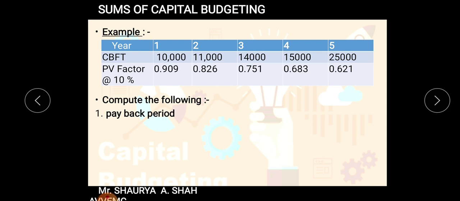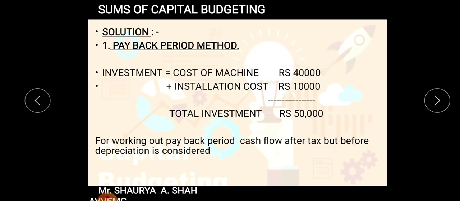Okay, fine, students. We'll be beginning with the sum. The very first thing you need to do is find out the total investment. What is the total investment? It is the cost of the machine, that is 40,000, plus the installation cost, right? You must know the concept of cost also. We add up the cost of machinery or the asset plus any capital expenditure you have made. So 40,000 plus 10,000, my total investment is 50,000.